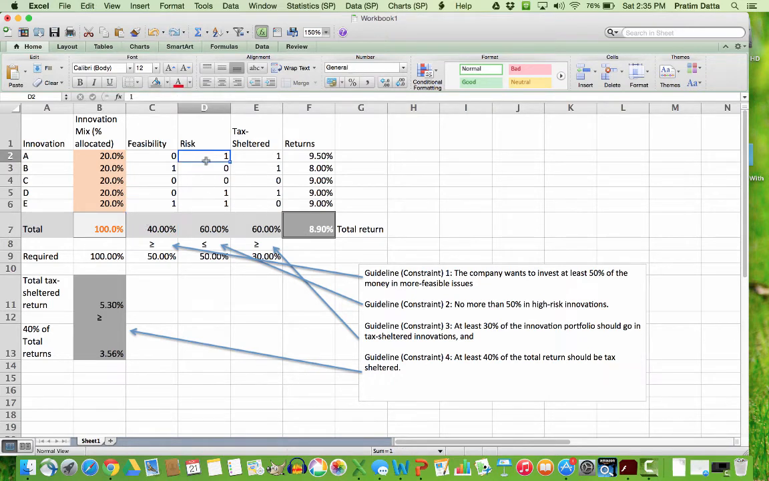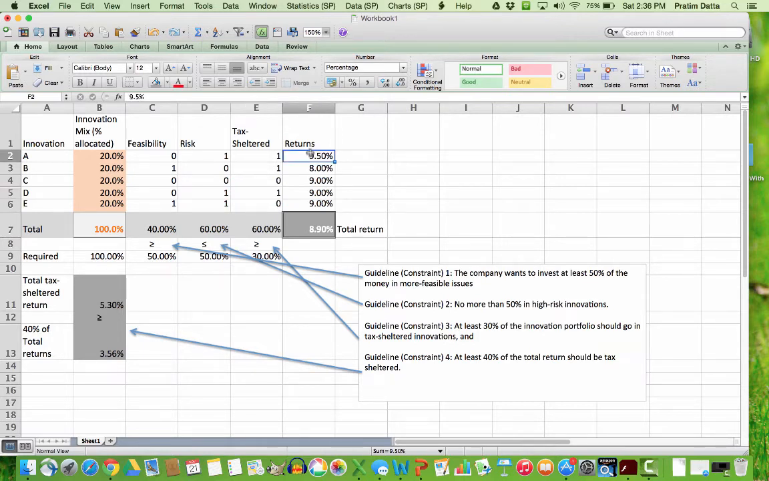Now, the same bit with risk. We know innovation A is riskier, B is less risky, C is less risky, D is riskier, E is riskier. Tax sheltered, innovation A has specific tax shelter. Maybe it's in biotech. These are typically tax-sheltered setups. B is a tax-sheltered innovation. C is not a tax-sheltered innovation. D is not a tax-sheltered innovation. D is a tax-sheltered innovation, and E isn't one.